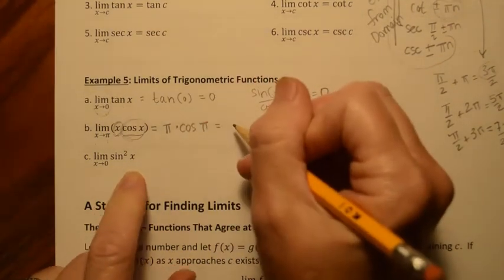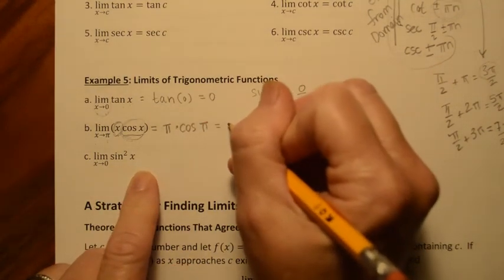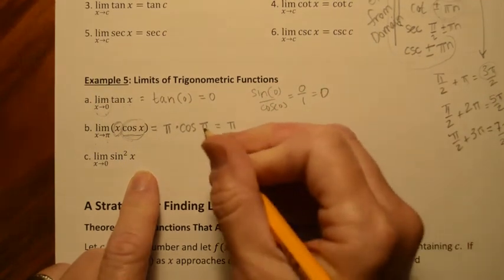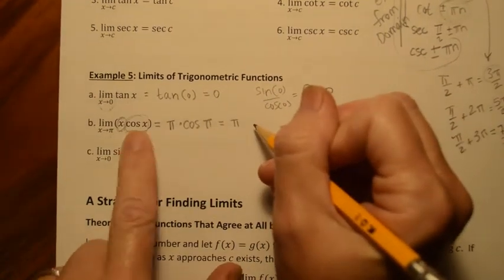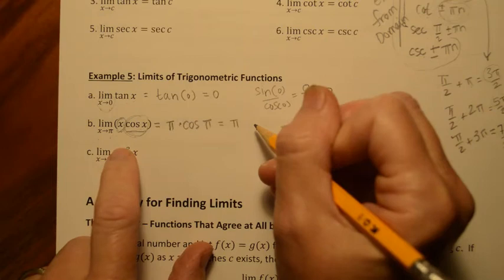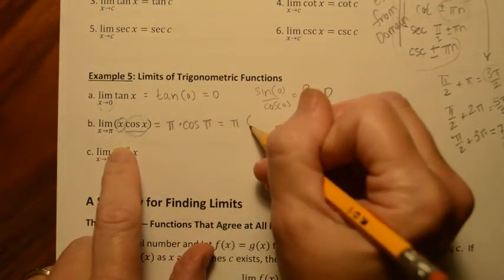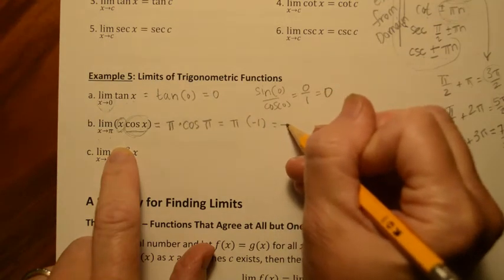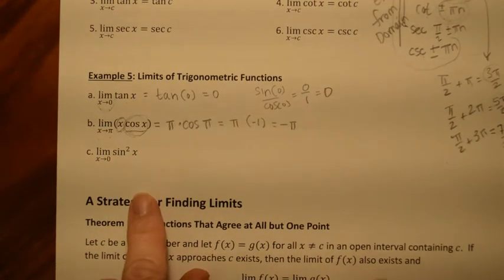All right, so then we end up with pi times cosine of pi. If you remember, pi is at the coordinates (-1, 0), and cosine is always the x coordinate, so here it's -1, and so we end up with negative pi.